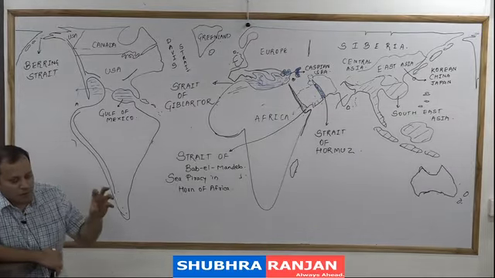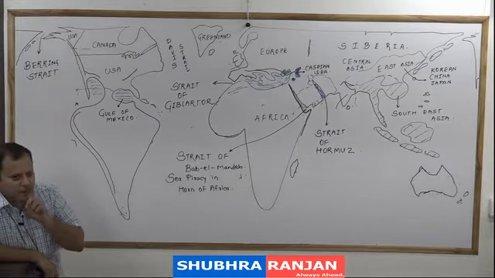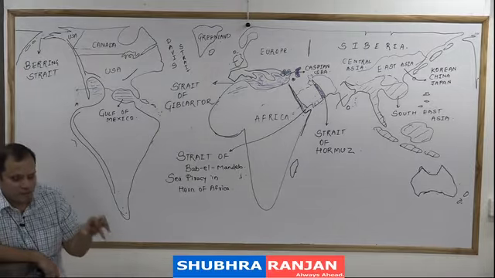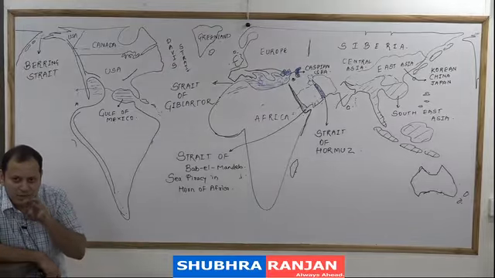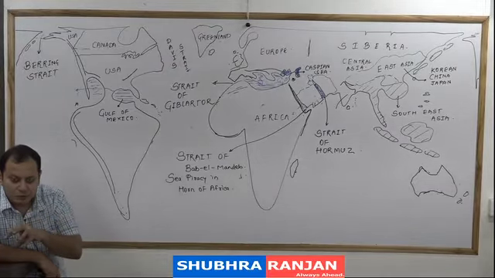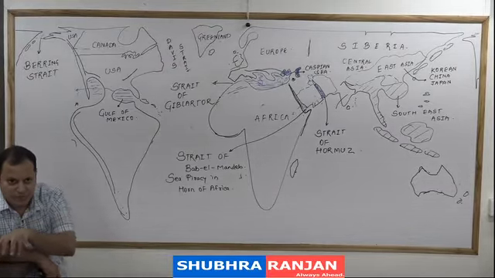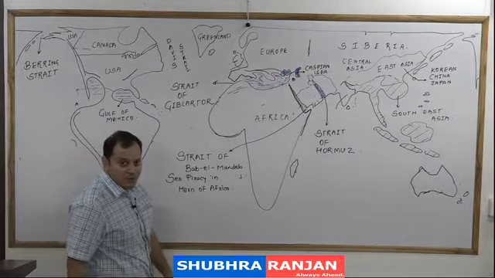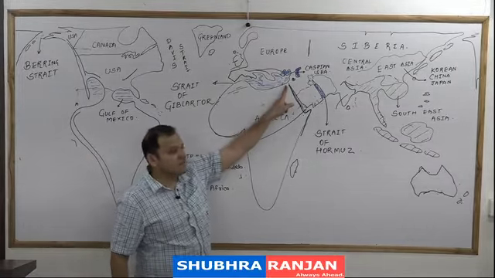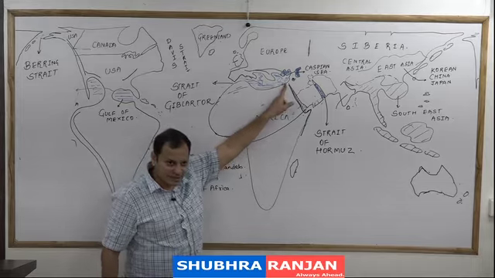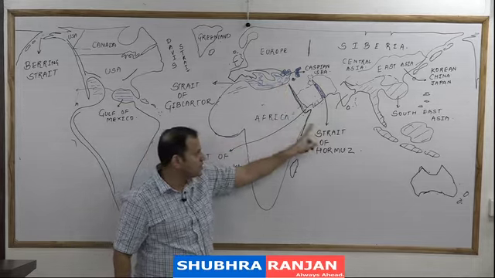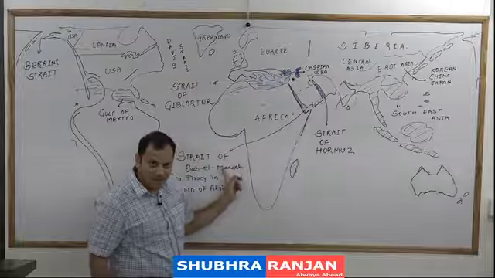Now see how applied questions can come. A ship passing through the Suez Canal will enter the Indian Ocean through which strait? Strait of Hormuz or Strait of Bab al Mandab? Where is the Suez Canal? Here, or here in the middle? This is here. So the ship which passes through the Suez Canal will enter the Indian Ocean through the Strait of Bab al Mandab.